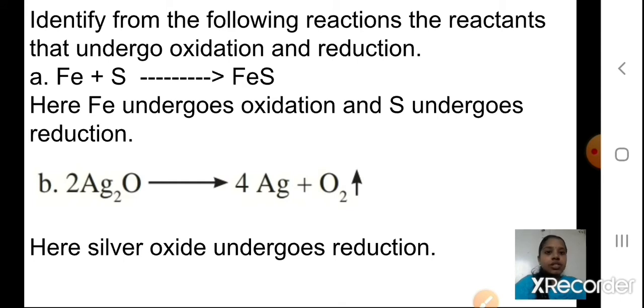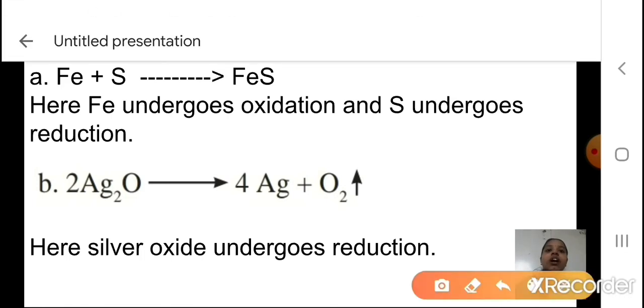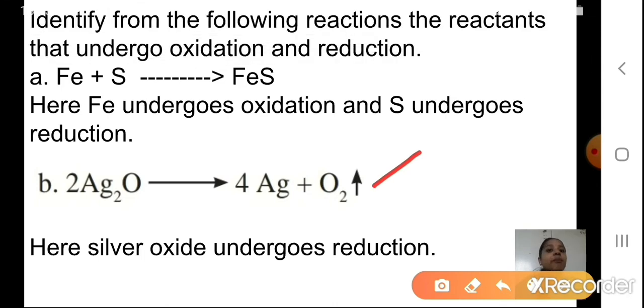Second reaction, if you see, 2Ag2O gives 4Ag plus O2. Now what is happening here? Silver oxide undergoes reduction. As you know, when oxygen is removed, we call it a reduction reaction, right? Here in the reaction you can see oxygen is removed. We show that with an arrowhead pointing upward. Silver oxide gives out oxygen gas and forms the metal silver. So this is a type of reduction reaction.